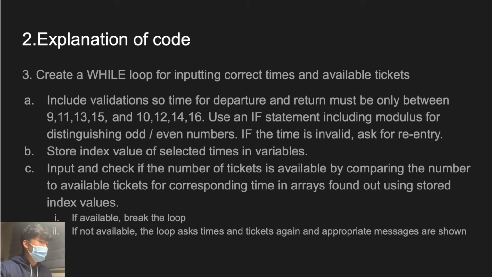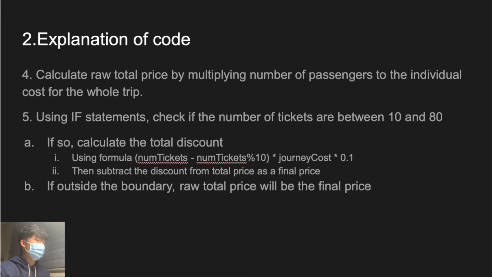And then calculate row total price by multiplying number of passengers to the individual cost for the whole trip. Using if statements, check if the number of tickets is between 10 and 80, and if it's between the set range, it'll calculate the total discount using formula (num tickets minus num tickets modulus 10) times journey cost times 0.1. And then subtract the discount from the total price as the final price. If it is outside the boundary, raw total price calculated previously will be the final price.